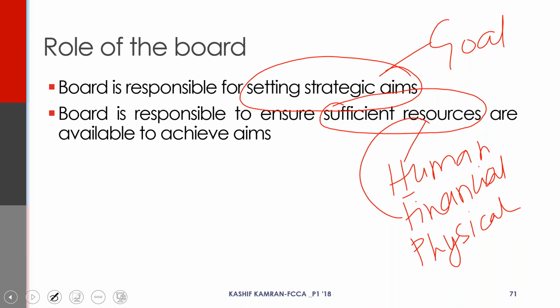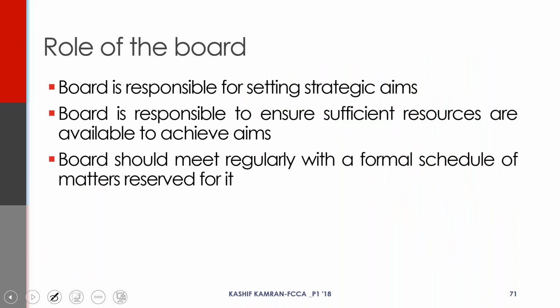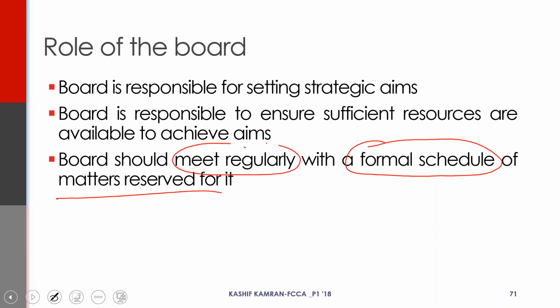Next, the board should meet regularly with a formal schedule of matters reserved for it. Meet regularly. We know there is a term known as board meetings. There is no definition of regularly, right? It depends upon the need. They can meet once a month. They can even meet twice a month. Regular depends upon the need of the business. So the business has to decide how regularly they have to meet.